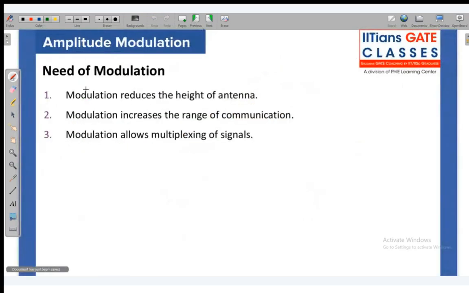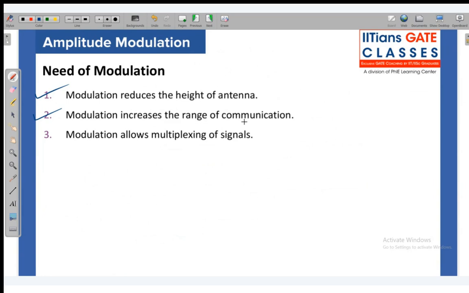We have performed the modulation. So what are the advantages of doing this? The need of modulation: why do we perform the modulation? First, I told you that it increases the range of communication. Modulation increases the range of communication because a single piece of paper cannot travel a long distance, but when you wrap it with the carrier, when your information is carried by the carrier, then the information travels a longer distance. So the range automatically gets increased.